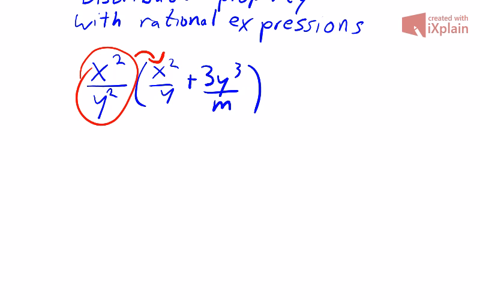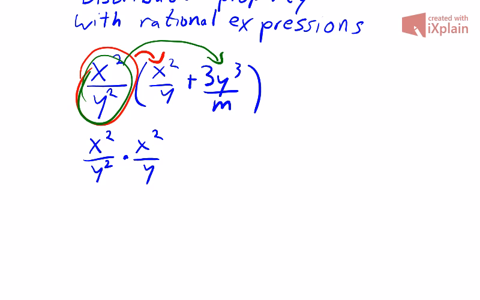And what that is going to look like is x squared over y squared times x squared over y. We're going to take our second term. I'm going to highlight this with green this time. Take this over to our second term. And what that's going to look like is 3y cubed over m times x squared over y squared. And we just took this plus sign and brought it straight down. That's where that came from.